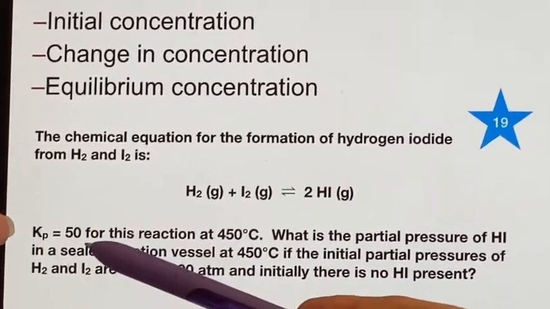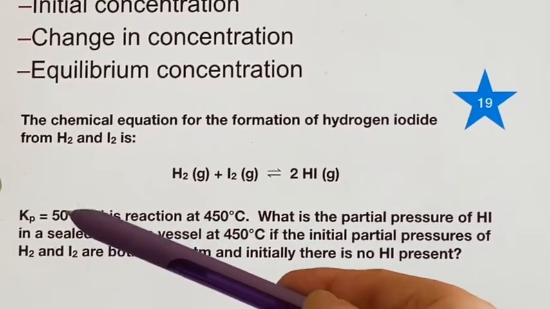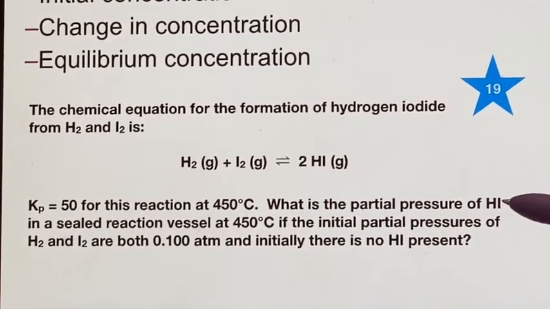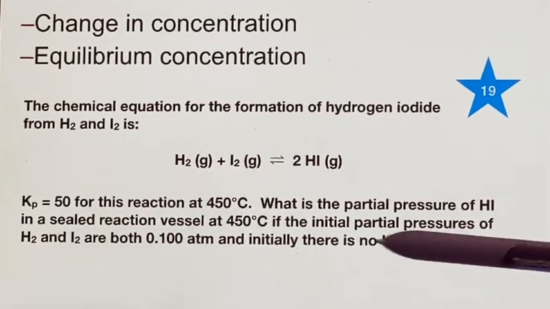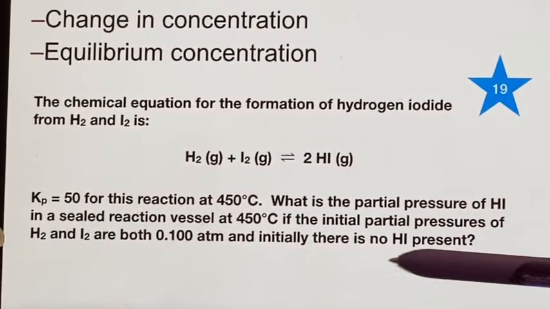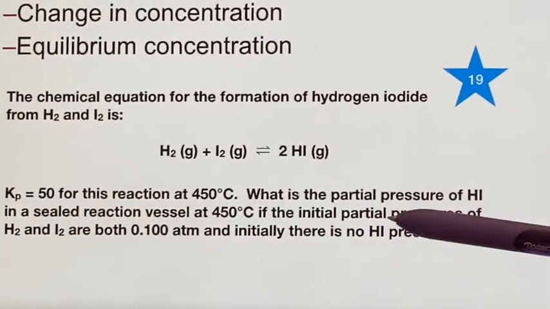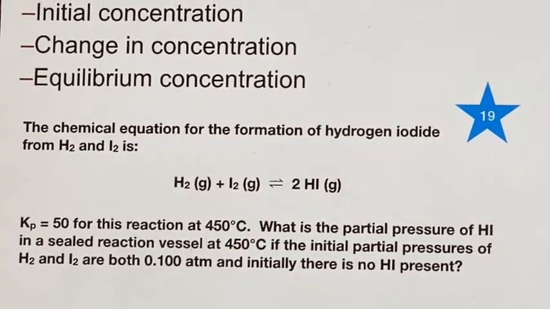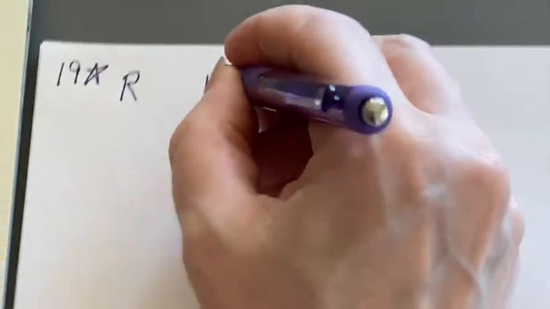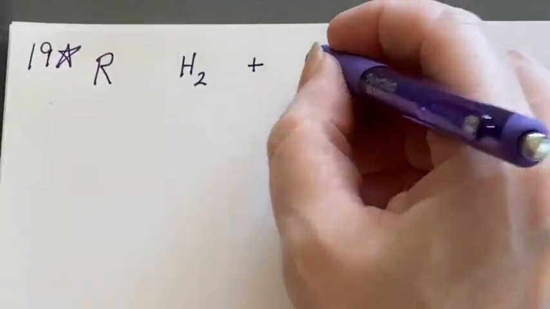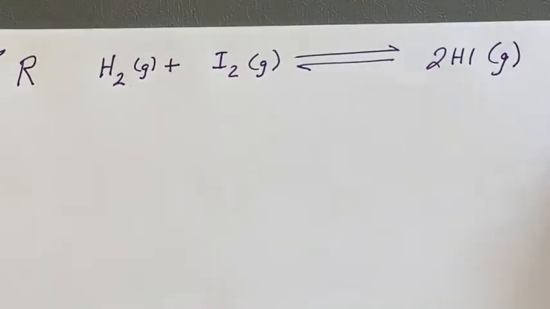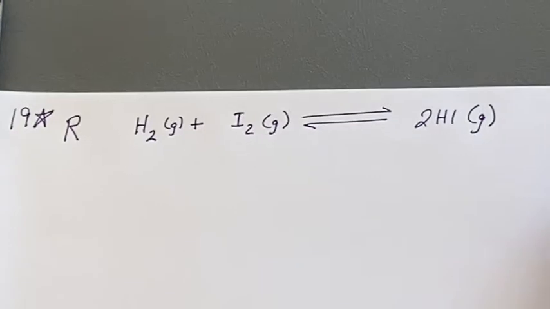I'm told what K sub P is, so that's a pressure-based one. And it asks, what's the partial pressure of HI at equilibrium if it started out with no hydrogen iodide and we had hydrogen and iodine present at 0.1 atmospheres? We said R was the reaction, right? So we will write down the reaction: H2 and I2 and 2HI, which are all gases. I'm also going to remind myself, K sub P is 50.